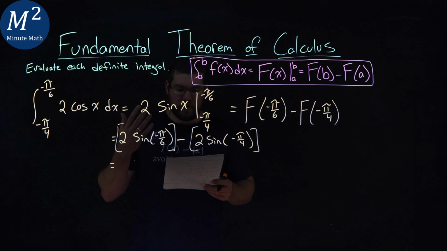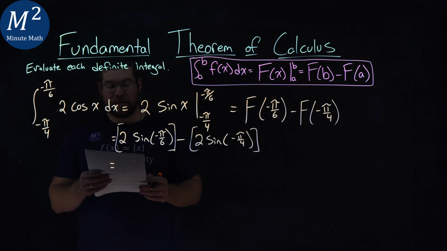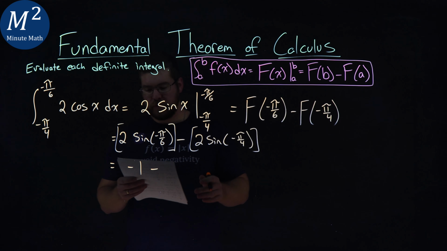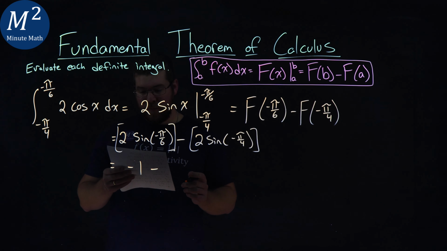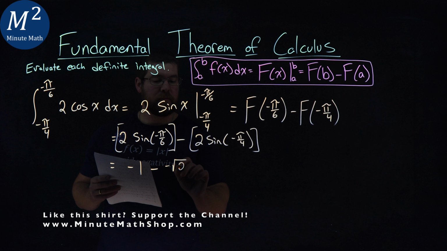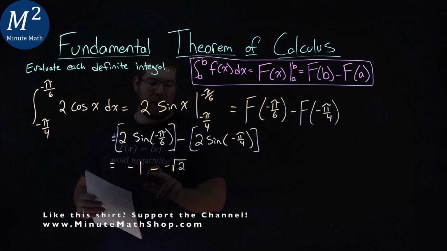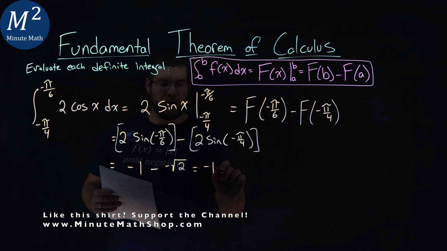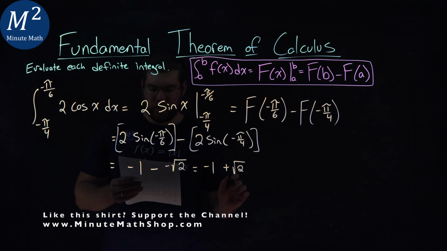Well, 2 times the sine of negative pi over 6 comes out to be negative 1. Subtracted by 2 times the sine of negative pi over 4, which is negative square root of 2. Now, we subtract a negative, right? Subtracting a negative is the same thing as adding. So we have negative 1 plus the square root of 2 right there.